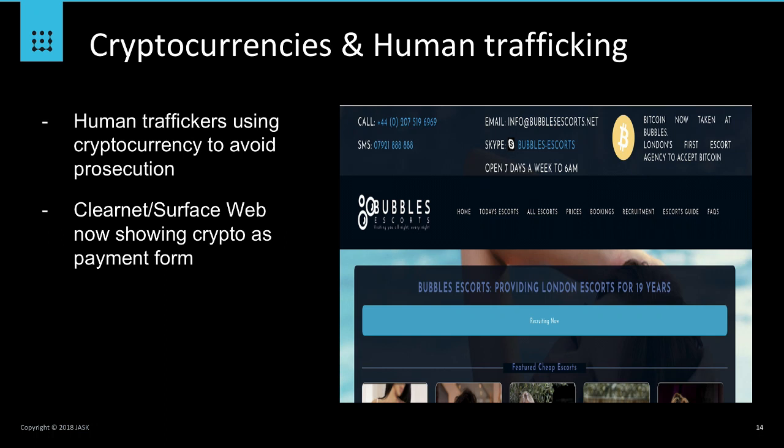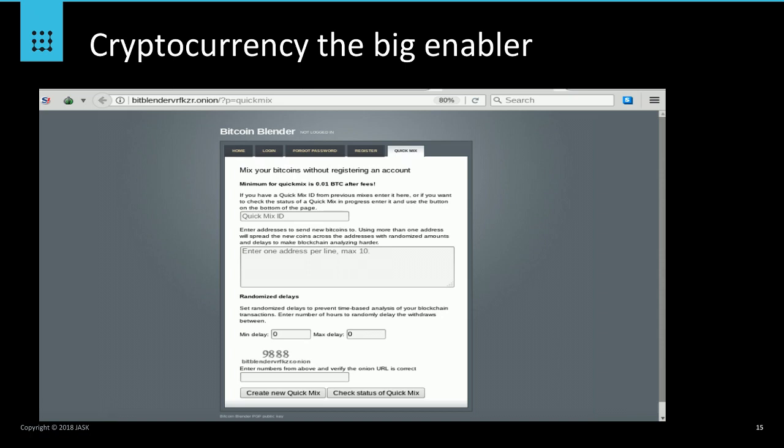Here, I think I just took this not too long ago. This is an escort site where it says right there, look, BTC. Bitcoin now taken in at Bubbles, which is the business. They also use things called mixers. Mixers, basically you send the quantity and then they start sending it to multiple wallets, so that you can't trace them. They send it to multiple wallets and eventually it gets to a point. There are ways to discover that, by the way.